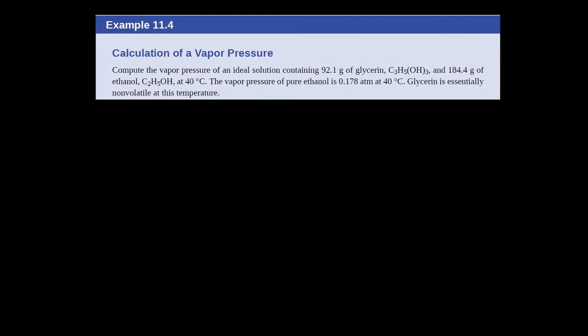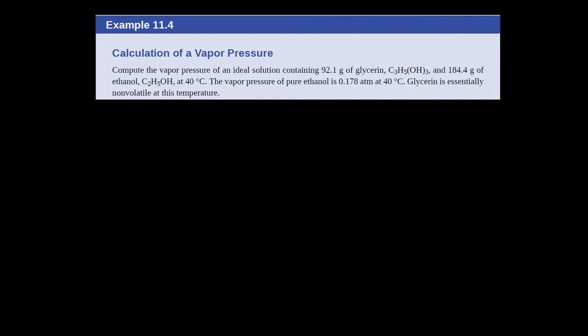So let's look at a quick example here. This asks us to compute the vapor pressure of an ideal solution containing 92.1 grams of glycerin and 184.4 grams of ethanol at 40 degrees C. The vapor pressure of pure ethanol is 0.178 atmospheres at 40 degrees C. Glycerin is essentially non-volatile at this temperature.